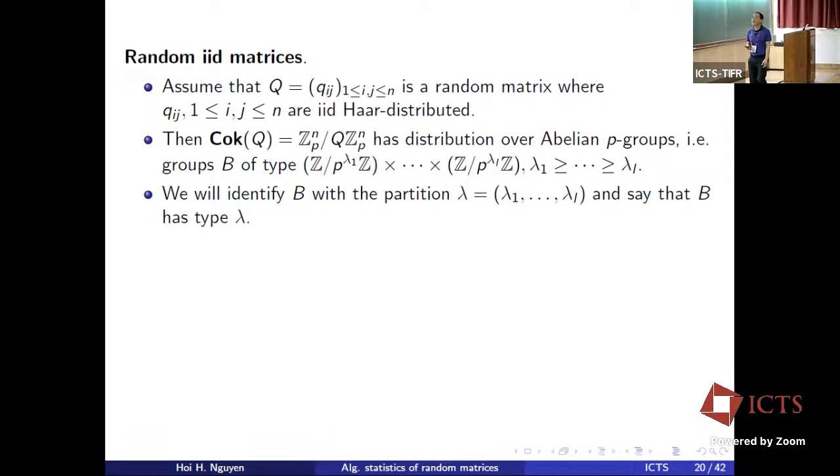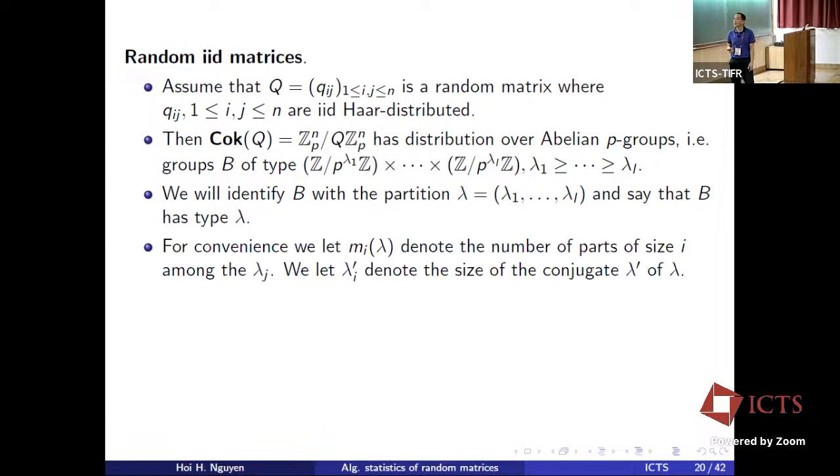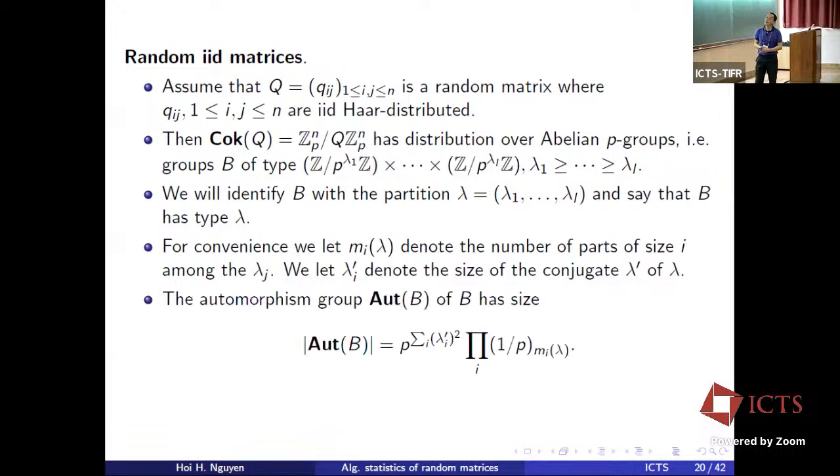Because partitions involve a little bit of notation, let me introduce a bit: m_i of the partition is the number of parts of size i, and there is the conjugate of the partition. It is relevant because all the statistics involve the size of the automorphism group of P. If P is a group of this form, then the size of the automorphism group has an exact formula like this, using the conjugate and the Pochhammer symbols.